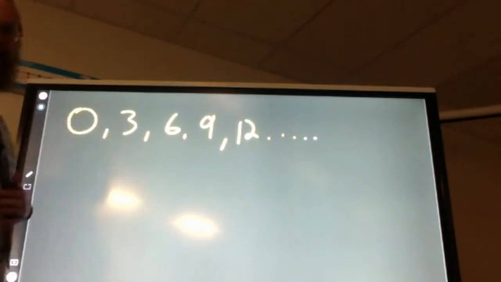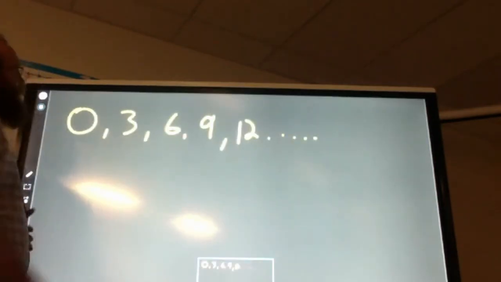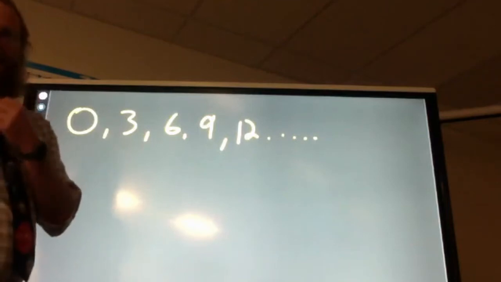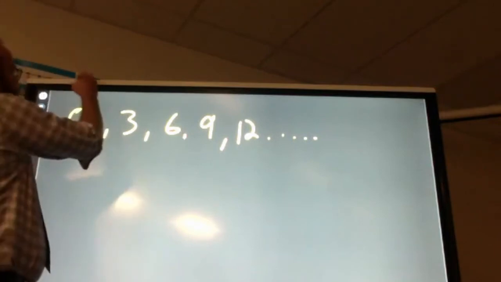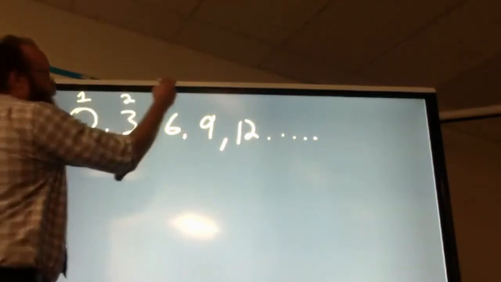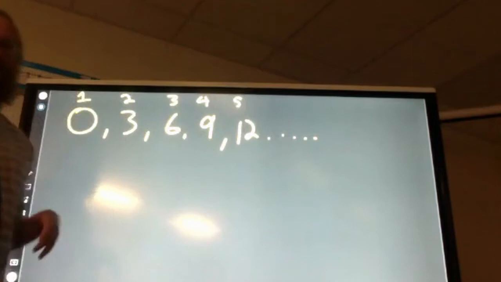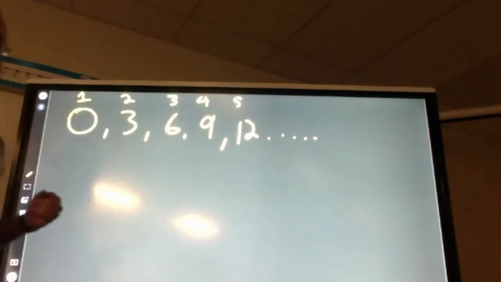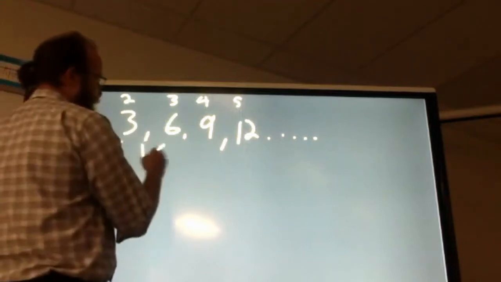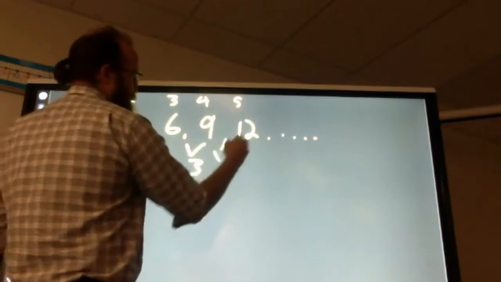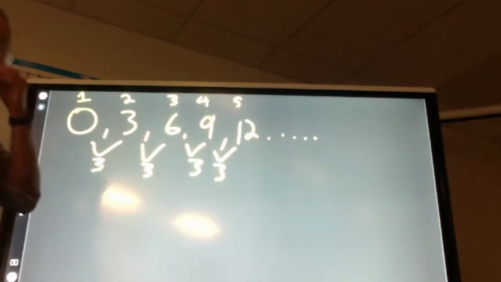What I always like to do in a recursive equation is write in the x values. So I'm going to write in my step values, and we're going to start with step 1. This first guy is step 1, step 2, step 3, step 4, and step 5. The next step in a recursive equation is to figure out how much it's going up by each time. The common difference in this case is 3, and that's going to help us write our equation.